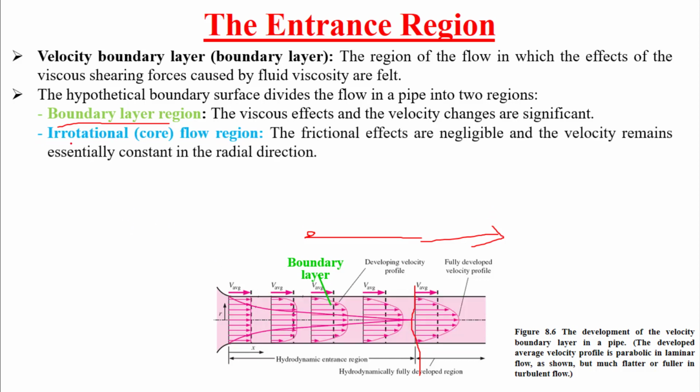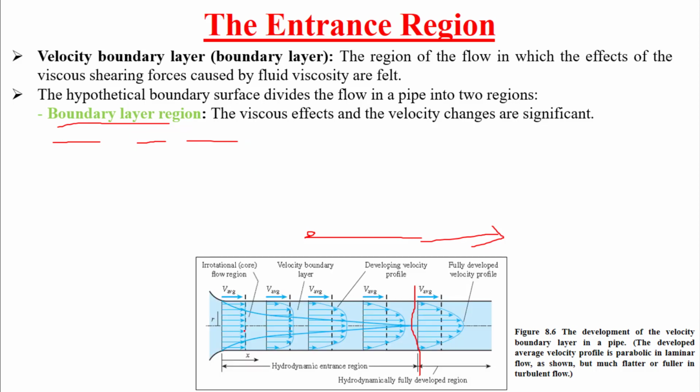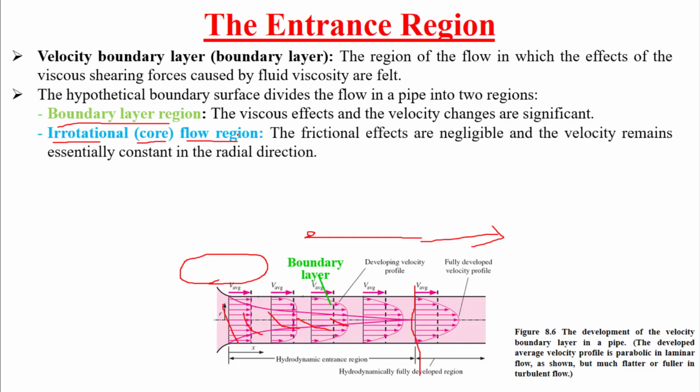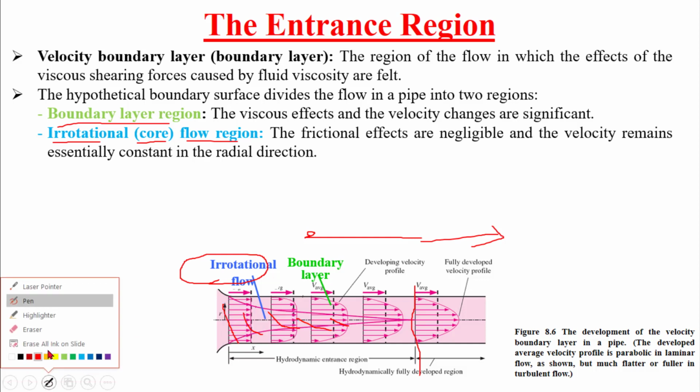The other region is the irrotational core flow region. Where is it? Here it is. This is the irrotational core flow region, here at the middle. This region is irrotational, which is colored in blue. Here it is, the irrotational flow region.